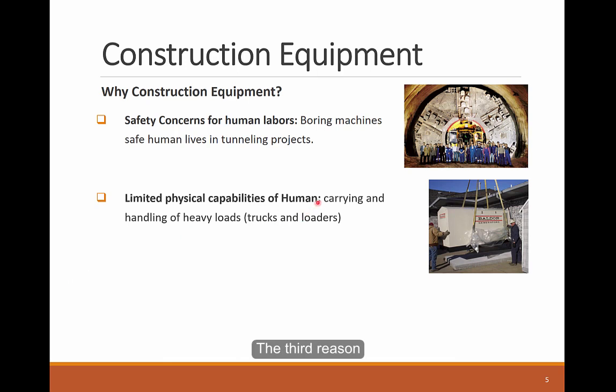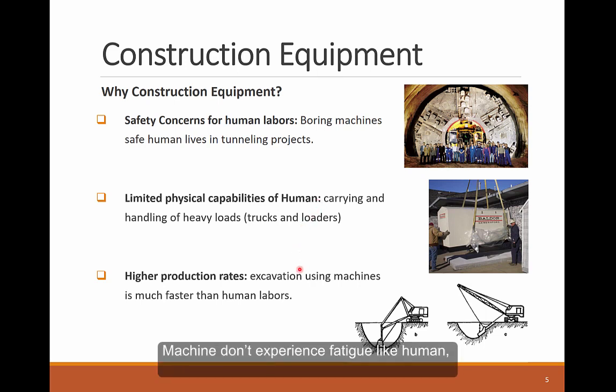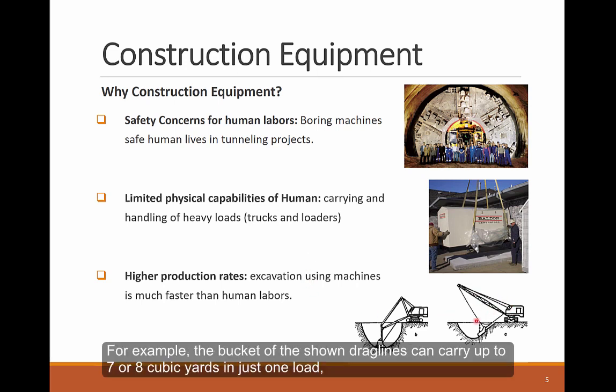The third reason for using machines is their high production rates. Machines don't experience fatigue like humans, and they produce much more work in an hour compared to a completely human crew. For example, the bucket of the shown dragline can carry up to 7 or 8 cubic yards in just one load, which translates into incredible hourly production rates and low unit cost.